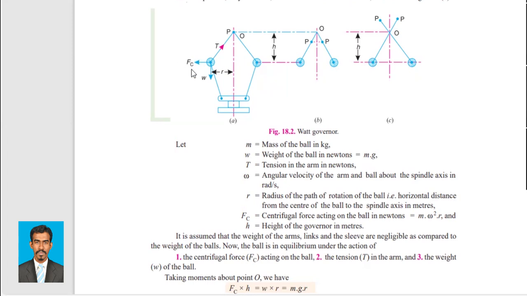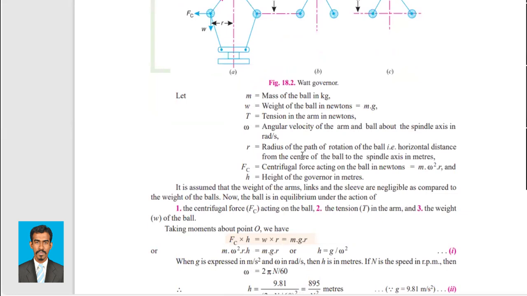Then Fc, that is the centrifugal force acting on the ball in newtons. And we know centrifugal force is m r omega squared, so we'll use it. Here m is mass, r is this radius, omega is this angular velocity. So Fc is m r omega squared. And h, the height of the governor in meters. So this h is the height of the governor.